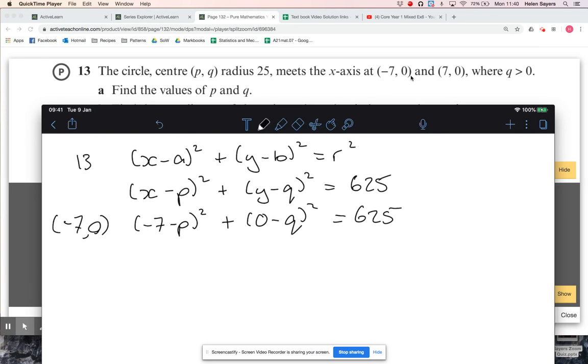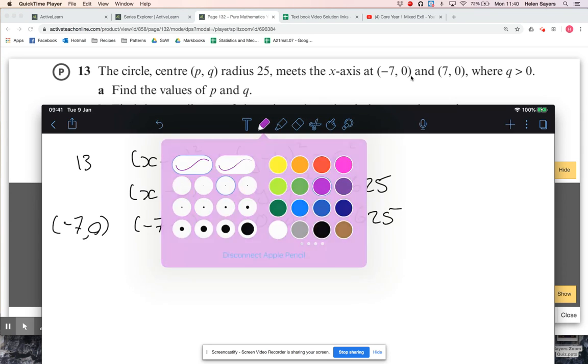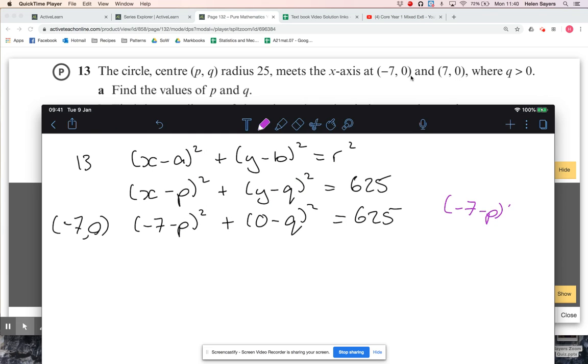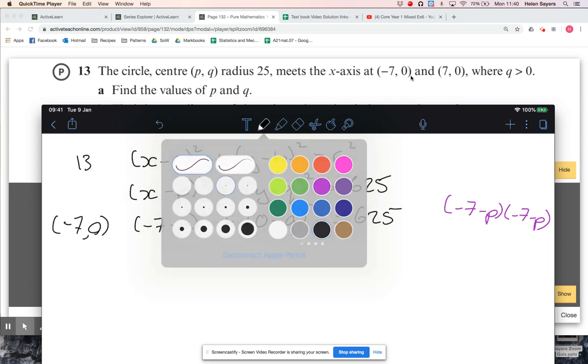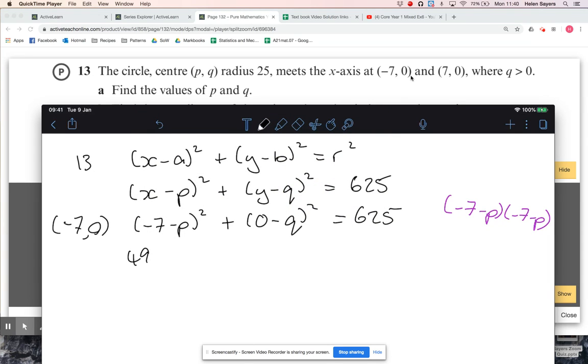Okay, you possibly might have been able to skip this step depending on how far you've got with this question. I'm going to square those first set of brackets out. Just be really careful with those negatives. So I've got -7 times -7. I've got -7 times -p, so that's going to be plus 14p, and I'm going to have two of those. Then -p times -p, and the minus q all squared is q squared, and that equals 625. So we'll come back to that.